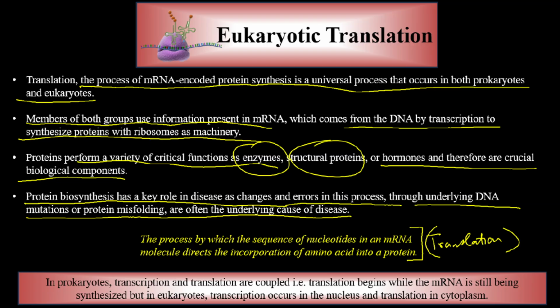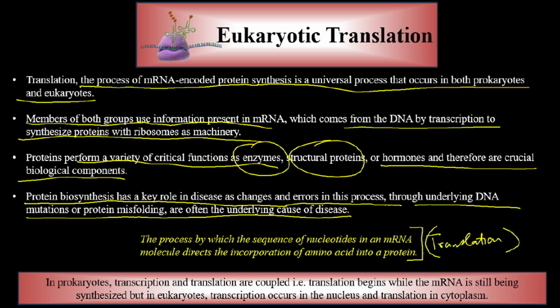Now we are coming to eukaryotic translation. The process of mRNA encoded protein synthesis is a universal process that occurs in both prokaryotes and eukaryotes. Members of both groups use information present in mRNA, which comes from the DNA by transcription, to synthesize proteins with ribosomes as the machinery.